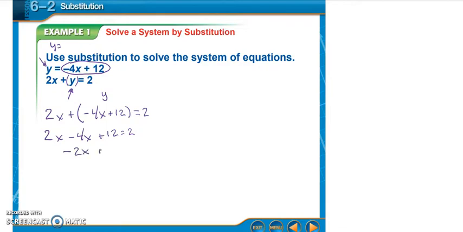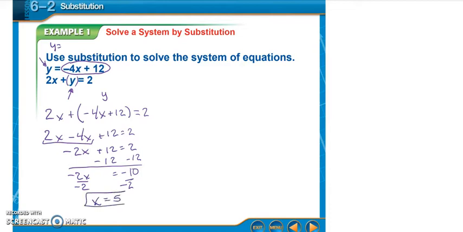-2x plus 12 equals 2. So this is just solving from here on out. Notice I combine my like terms right here. So I take away 12 from both sides. I get -2x equals -10. Divide by -2. Divide by -2. And x equals 5. But that's only half of the equation.